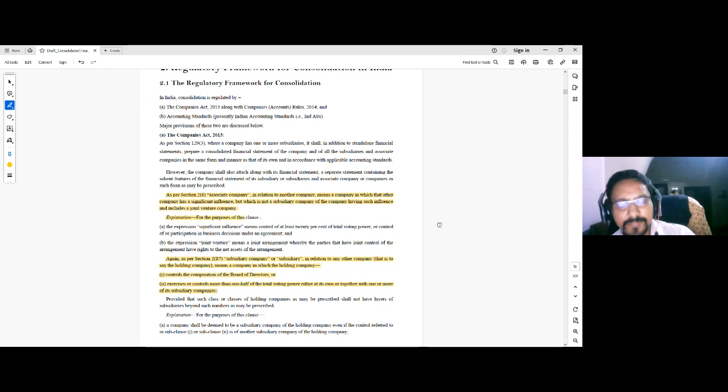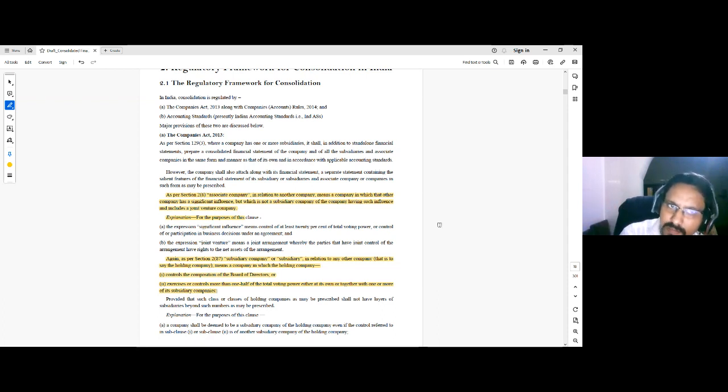So what does it say? Suppose there are two companies, A Limited and, say, Y Limited. Now A Limited will be called the parent company and Y Limited the associate company if A Limited has significant influence on Y Limited, but A Limited is not the holding company of Y Limited, that is, Y is not a subsidiary; I am not holding more than 50% of Y.